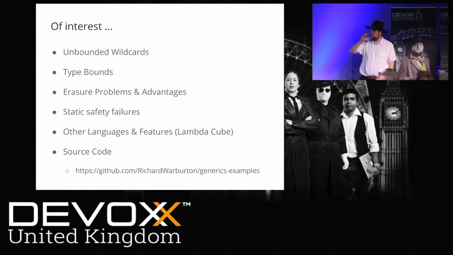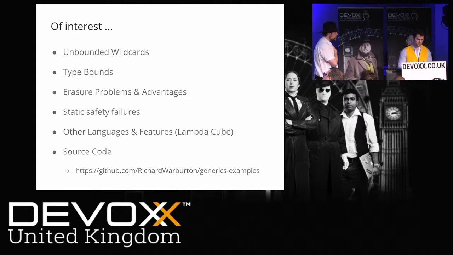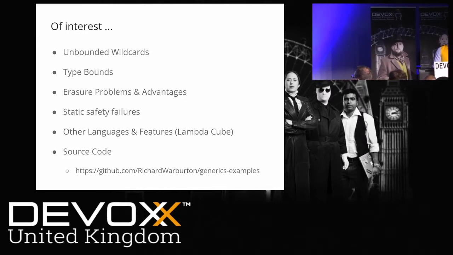So there's another topic related to generics that you may be interested in looking up. The unbounded wildcards, type bounds, so different languages have different support for upper and lower type bounds. The erasure problems and the benefits of that. C#, C++, and Java all adopting different strategies here. So that's interesting to look at. I recommend looking at the lambda cube. If you've heard of things like higher-kinded types or dependent types, the lambda cube is a general framework to think about abstractions and types. And all the source code for this talk is up there on GitHub. And we'll put these slides online afterwards if you want to use them as reference material.